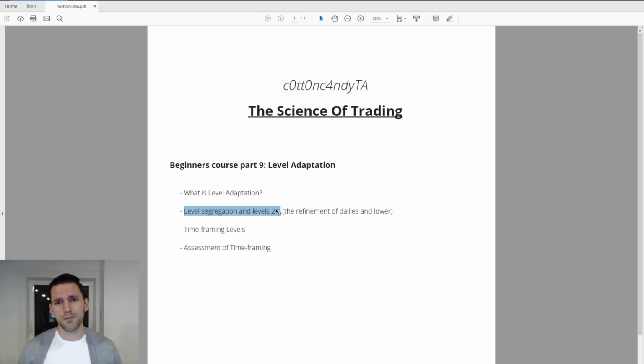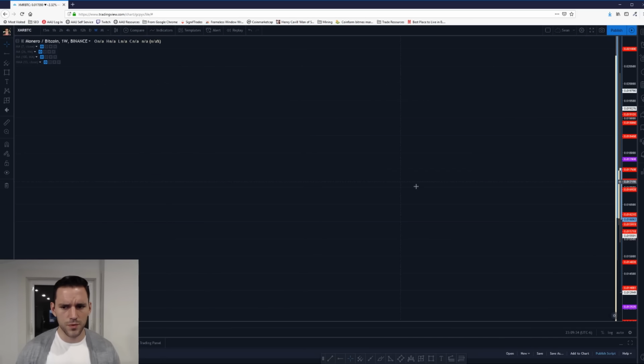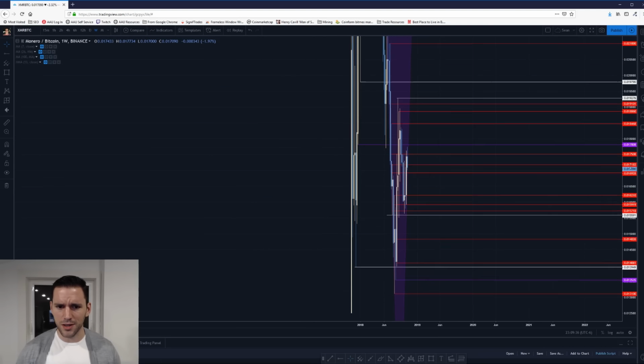So that whole concept of congestion is very important, because as we go through this course, you are going to see that less is more. As we look at these levels, we have to look at them with good clarity in mind to see what's happening. If we have too much going on, too many of this, too many of that, too many levels, let's go to the weekly and see what this thing looks like on a weekly.